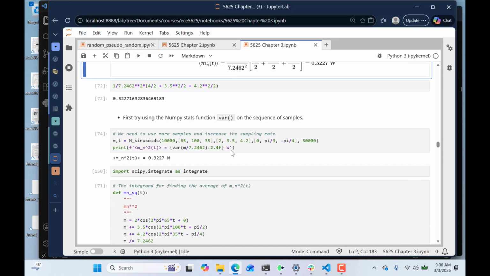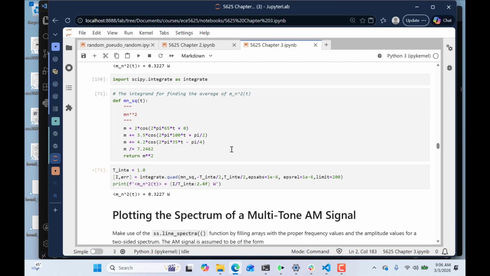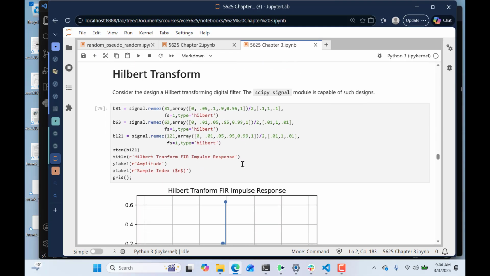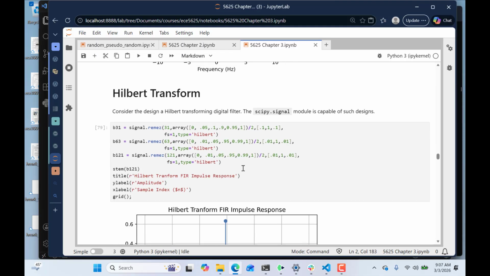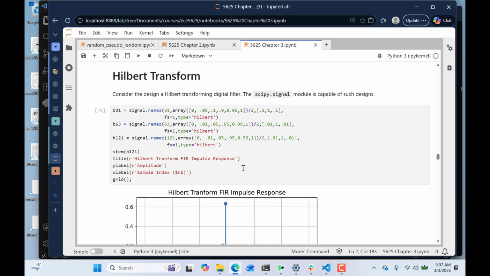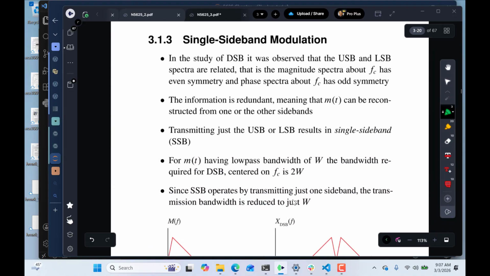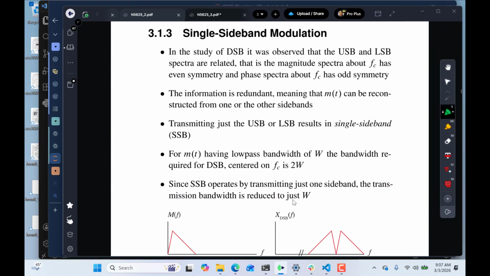Okay, so let's go back to get ready for the next demo. We're going to look at the Hilbert transform next. So we're going to go back to the notes. And what is single sideband modulation? This was popular a long time ago. It's still in use, but it's not nearly as popular. But a form of it is still used, and we'll talk about vestigial sideband here in a moment.